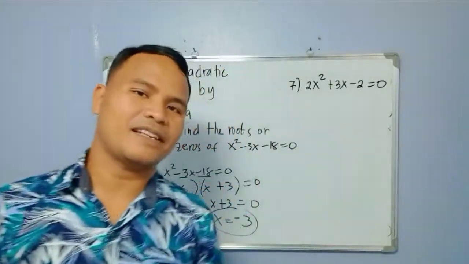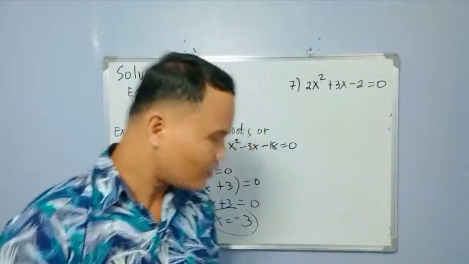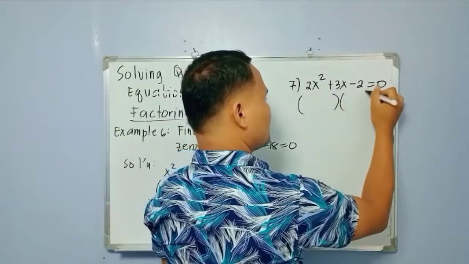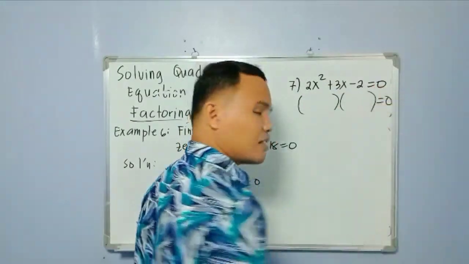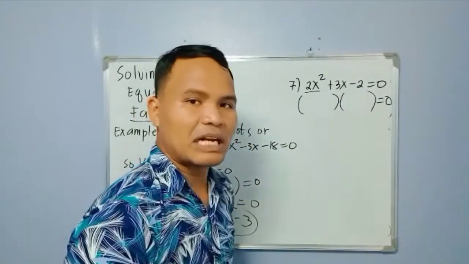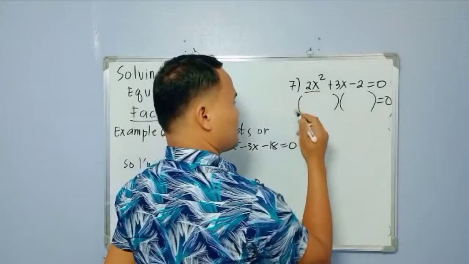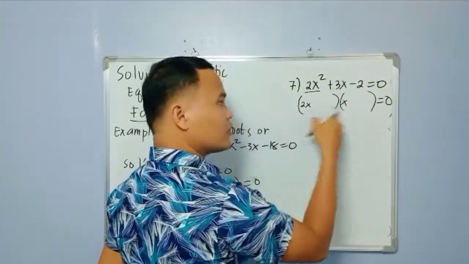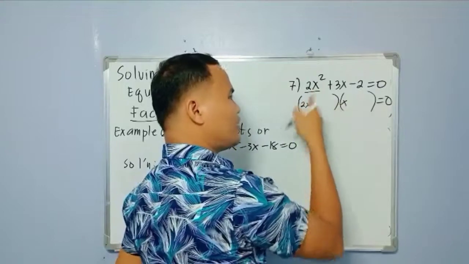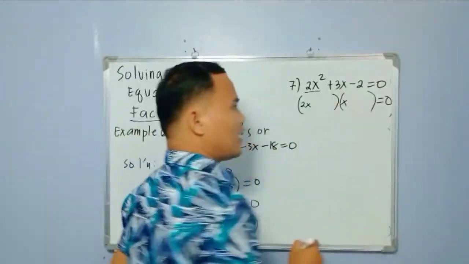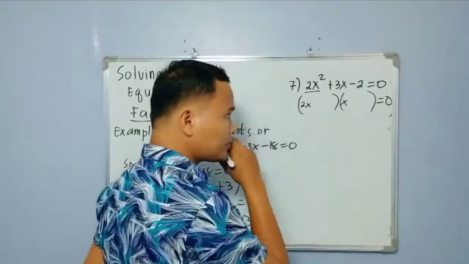2x squared plus 3x minus 2 equals 0. Okay, create here two parentheses that is equal to 0. Then, factors of the quadratic term. 2x squared, which is 2x and x. It could be x here, it could be 2x, as long as the factors of 2x squared are 2x and x. Now, what is the factors of the constant term?